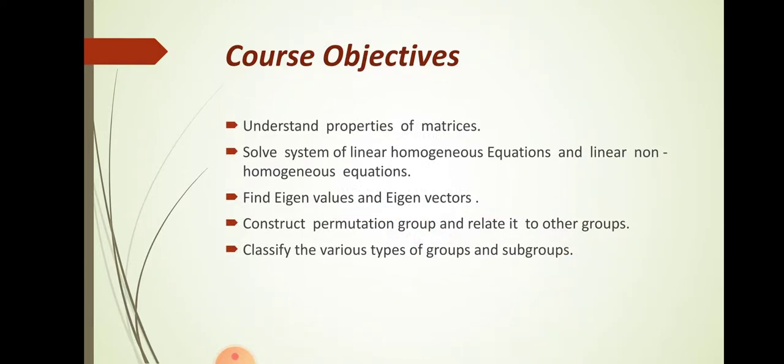The course objectives contain: first, understanding the properties of matrices. Second, solve the system of linear homogeneous equations and linear non-homogeneous equations. Third, find the eigenvalues and eigenvectors. Fourth, construct permutation group and relate it to other groups. And last, classify the various types of groups and subgroups.